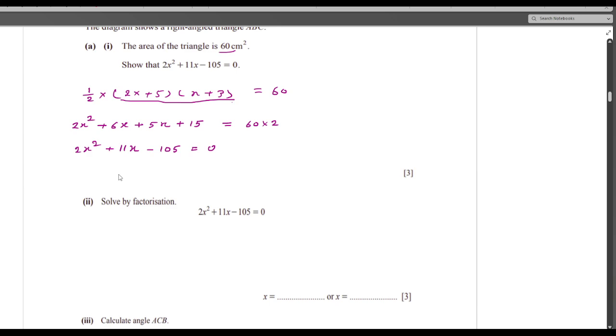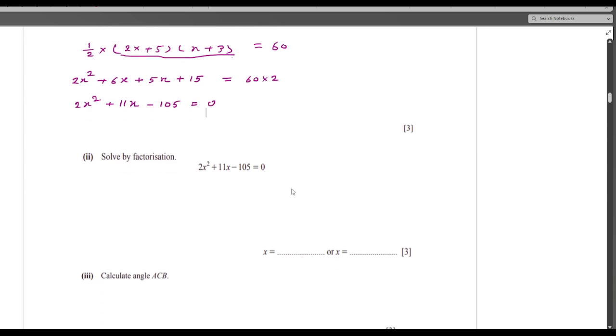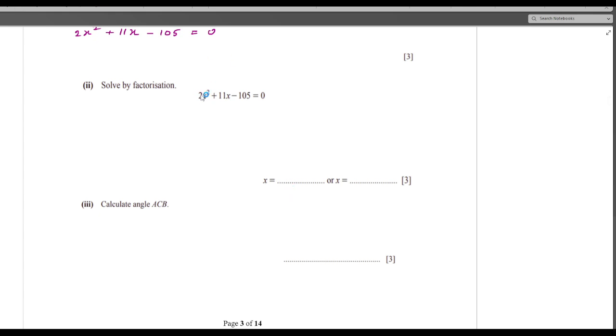Second part, solve by factorization. Now this we have to solve by factorization. So for factorization, let us see what is 2 multiplied by 105. This is 210. Now for negative 210, c is negative here, so negative 105 multiplied by 2 is minus 210. I have to see two factors of this minus 210 so that their addition is 11. Okay, so addition is 11 and I have to factorize 210.